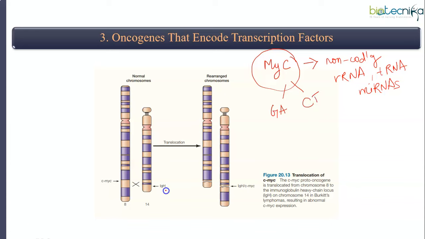So in this image we can see there is a translocation event occurring between chromosome number 8 and chromosome number 14. So this particular part of the gene is translocated over here. And we know that the immunoglobulin heavy chain gene is responsible for continuous gene expression. So when the c-MYC gene is translocated to this position, what happens? There is an increased rate of gene expression over there. Now this disease or condition is known as Burkitt lymphoma.